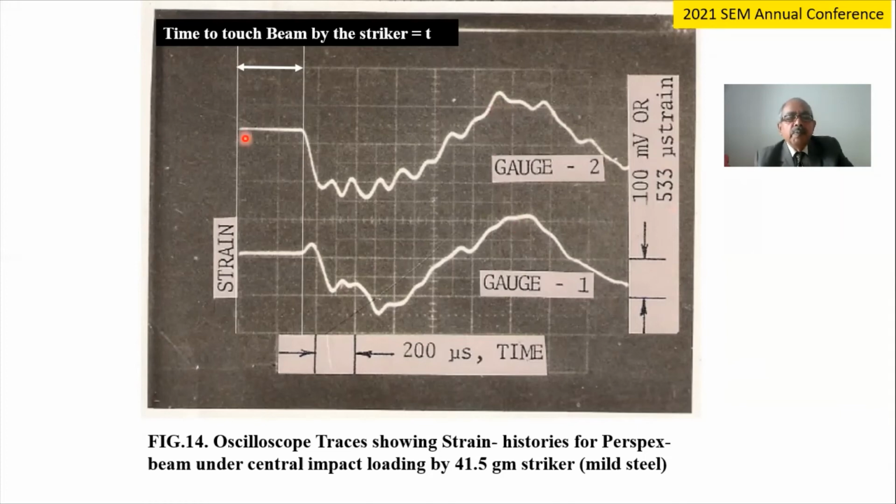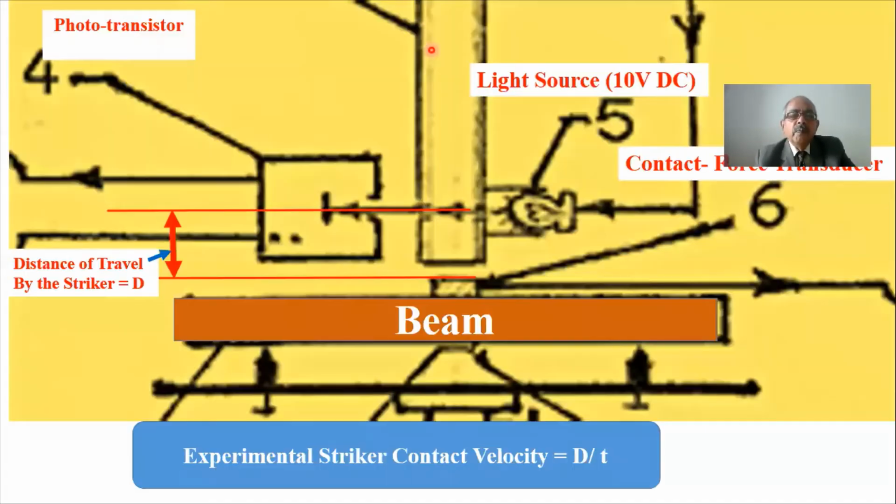The horizontal sweep, which was discussed in the second set of experiments, gives you the time measured for the striker to hit the beam. If the time taken is t, then from the guide pipe location, this is the bulb, the light source, this is the photoresistor, and the travel time of the striker to hit the beam. If d is the distance, then we can calculate experimentally the contact velocity as d divided by t.